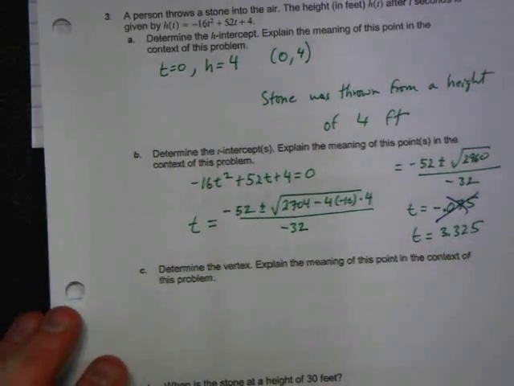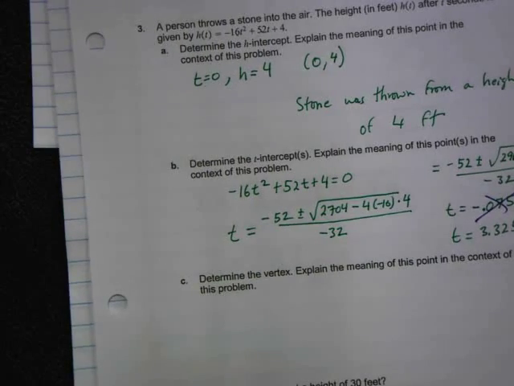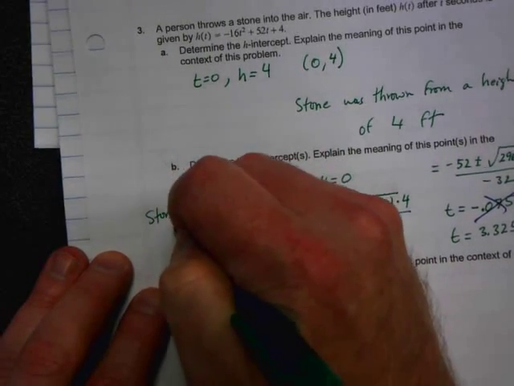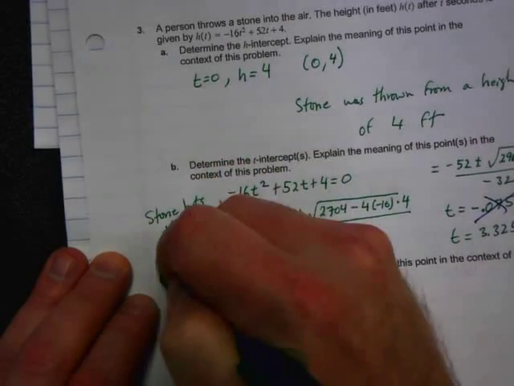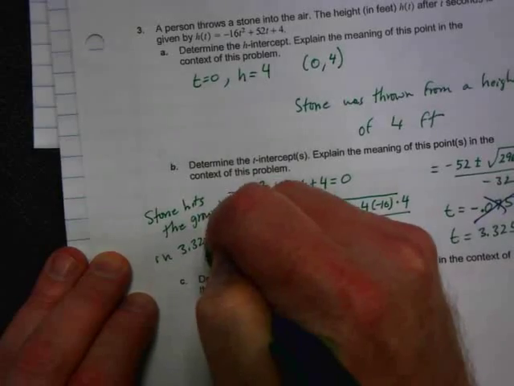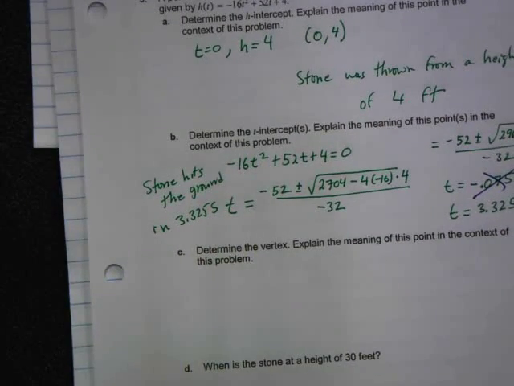You didn't throw it very far. You didn't throw it very high. So the stone hits the ground in 3.325 seconds. That doesn't seem like very long, but I challenge you to go home and take a stone, throw it as high as you can in the air and see how long it takes till it hits the ground. I bet it's not very long. I'd be willing to bet you'd have a hard time having a stone be in the air for 5 seconds, in fact. 5 seconds doesn't seem like very long, but try it.